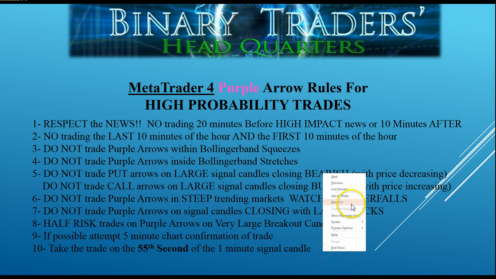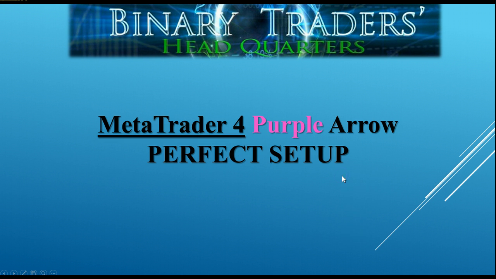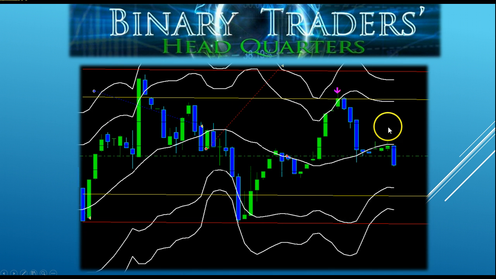All right. And again, this is what we're looking for. Ranging markets, parallel trend channels, wide parallel running Bollinger Bands, price moving nicely up and down through your trend channel, guys. All right, and there you have it. That is the purple arrow trading strategy.